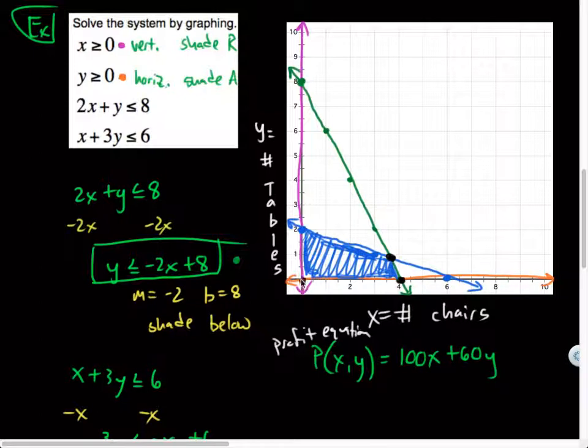And it turns out that those corner points will typically be one of our maximum or minimum values. All right, so if I label those A, B, C, D.